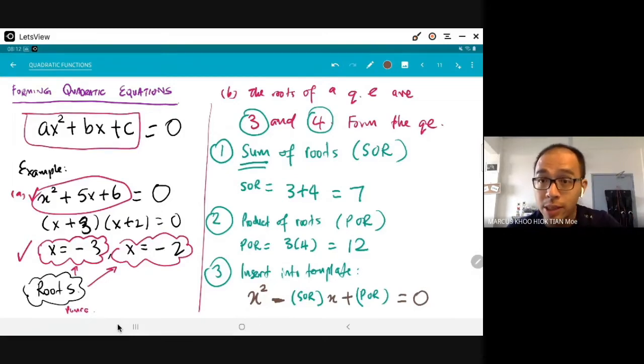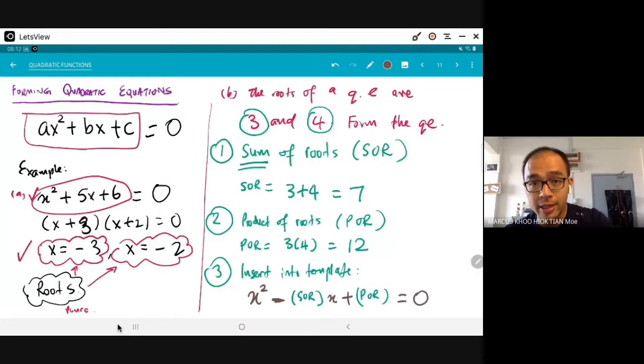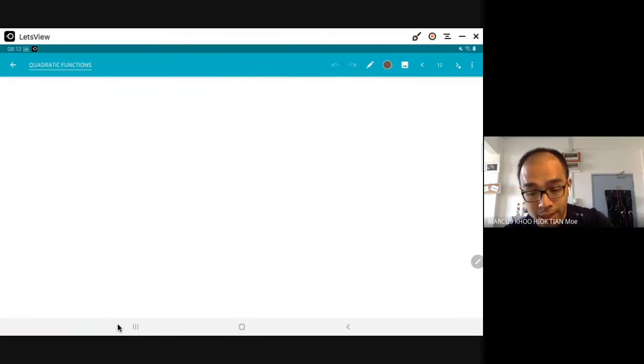Then after that kamu selesaikan dengan lebih senang lah. Okay, so if that's the case, my sum of roots is 7, my product of roots is 12. So when I insert it into the template, I will get x squared minus 7x plus 12 equals to 0.